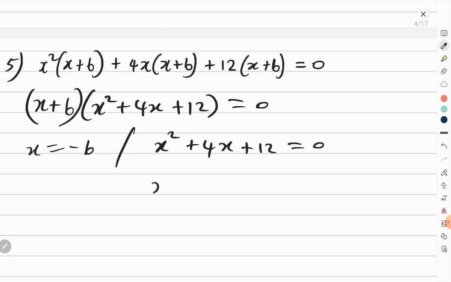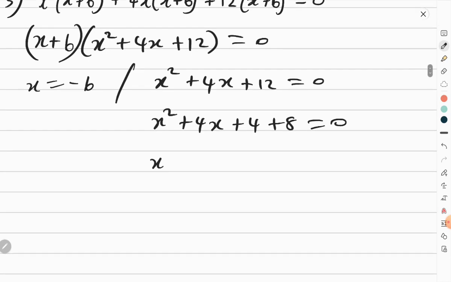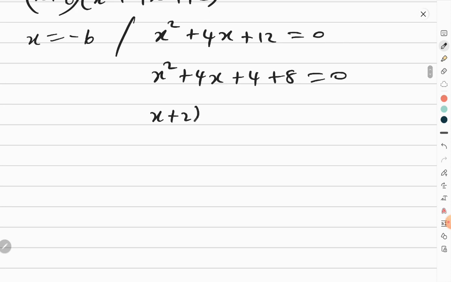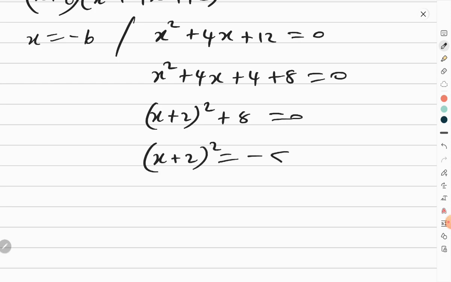We know that we can break this 4x into 4x plus 4 plus 8, so 12 can be put in this form. Then we can factorize this to have x plus 2 squared, plus 8, equal to 0. That gives x plus 2 all squared is equal to negative 8. Put the square root on both sides. Then we have x plus 2 equal to plus or minus 2 root 2, because the square root of negative 8 is 2 root 2i.